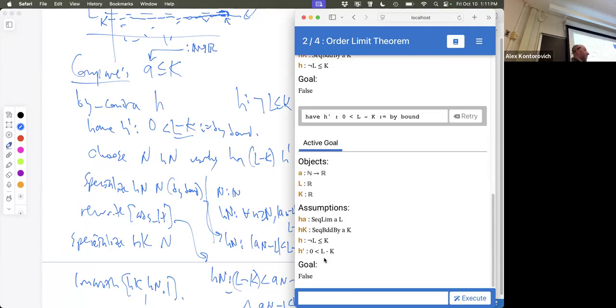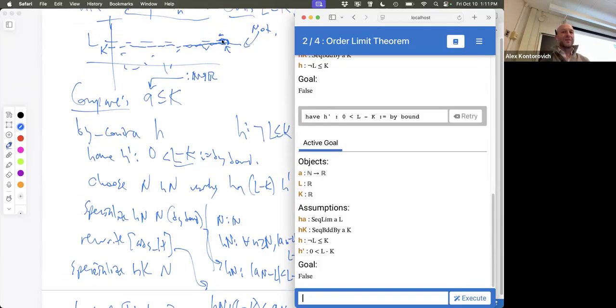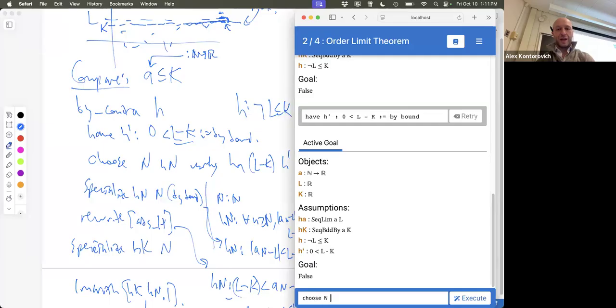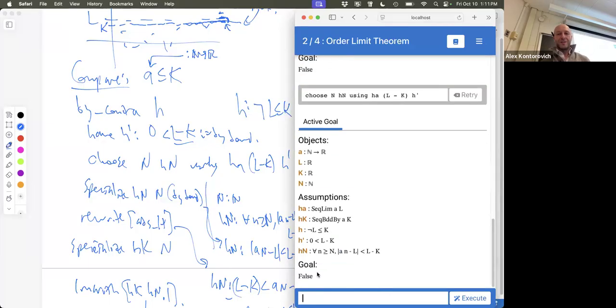You could use L minus K over 2 or something. But as long as you're using something less than L minus K, and L minus K is enough, because that's enough of a window to force a contradiction. All right, so let's choose N, HN using HA, where we stick in L minus K for epsilon, and the positivity of L minus K is what we just proved. So now we know that for all n greater than capital N, we have this bound.